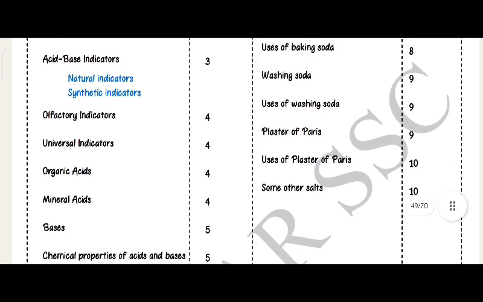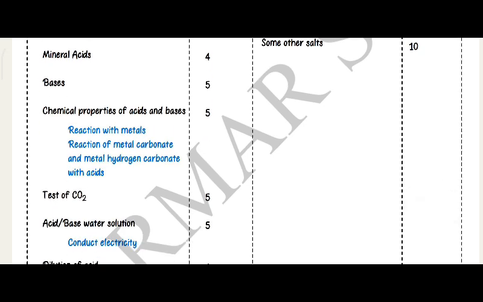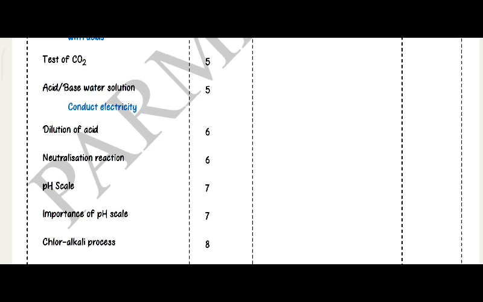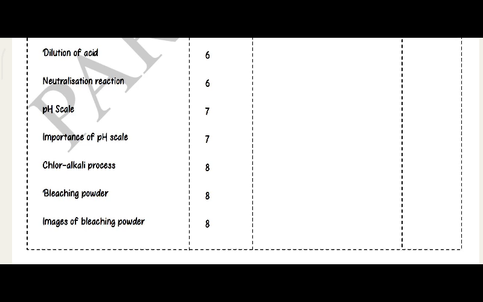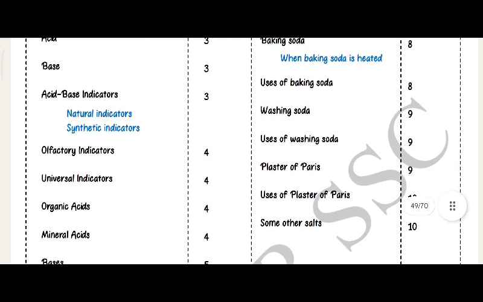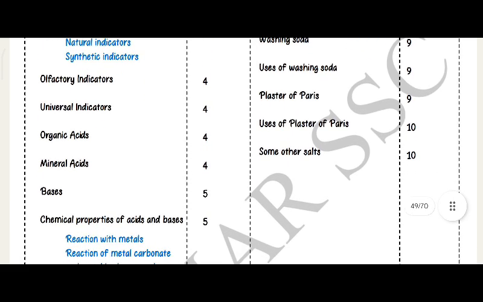olfactory indicators, universal indicators, organic acids, mineral acids, bases, chemical properties of acids and bases, reaction with metals, reaction of metal carbonate and metal hydrogen carbonate with acids, test of carbon dioxide, acid and base water solution, conducting electricity, dilution of acid, neutralization reaction, pH scale, importance of pH scale, chlor-alkali process, bleaching powder, baking soda, when baking soda is heated, uses of baking soda, washing soda, uses of washing soda, plaster of Paris, uses of plaster of Paris, some other salts.